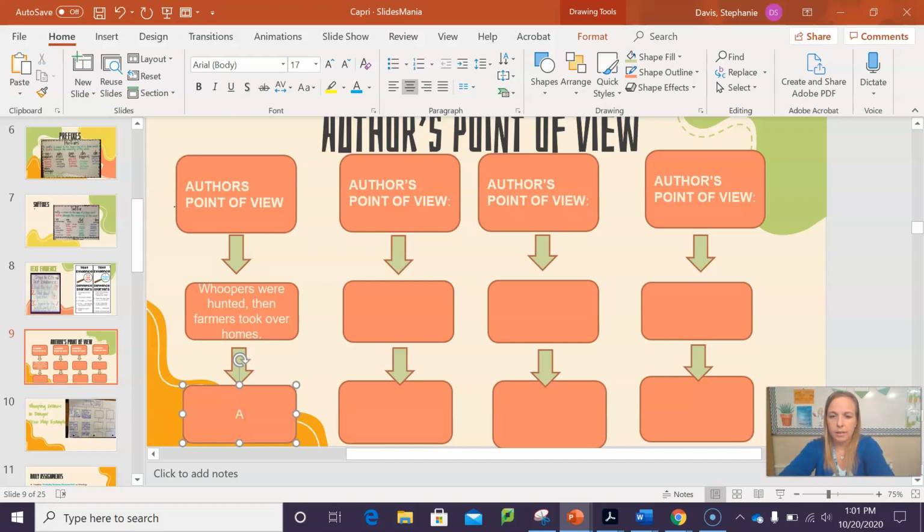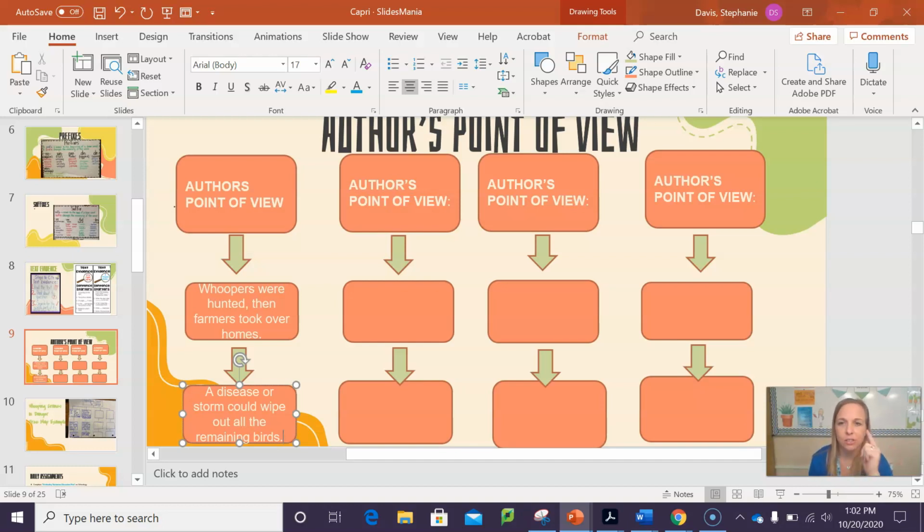So I'm going to go ahead and write a disease or storm could wipe out all the remaining birds. Now, based on this page only, whooping cranes were hunted, then farmers took over homes, or a disease or storm could wipe out the remaining birds.